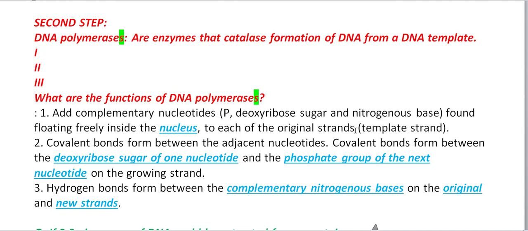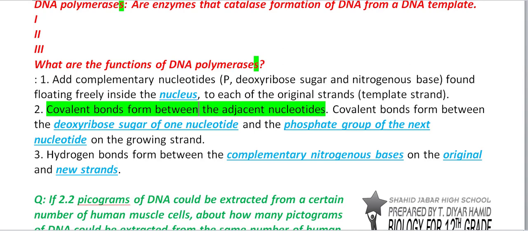The second function of DNA polymerase is to form covalent bonds. The covalent bond is located between the deoxyribose sugar of one nucleotide and the phosphate group of the next nucleotide. So the covalent bond is formed between the deoxyribose sugar of one nucleotide and the phosphate group of the next nucleotide. This covalent bond is formed by DNA polymerase.